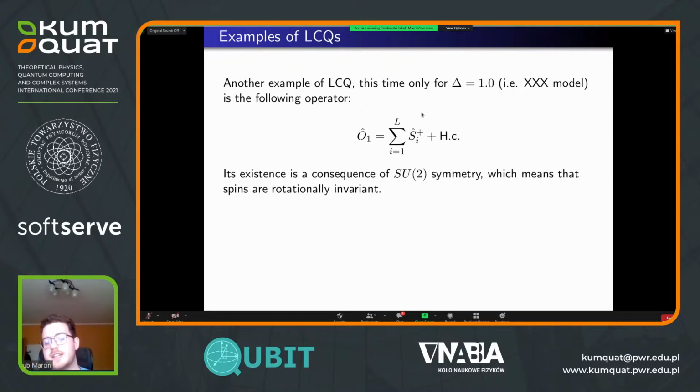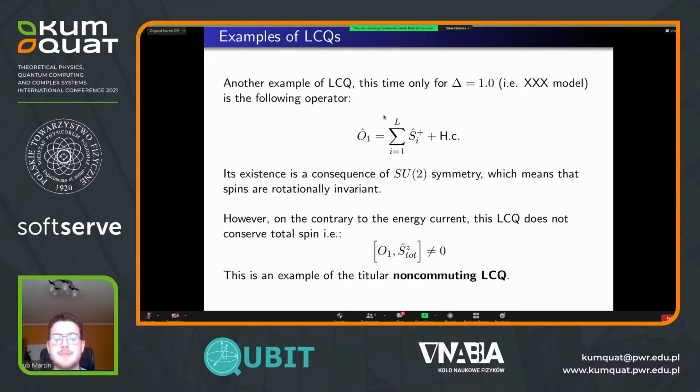But there is a significant difference between this LCQ and the energy current, because it has only S plus and only S minus. So it means that if we were to act with this operator on a state with, say, total spin 0, we will get a linear combination of states with spin one higher and one lower. This means that this operator does not commute with the total Sz spin operator. So it's the titular non-commuting LCQ.